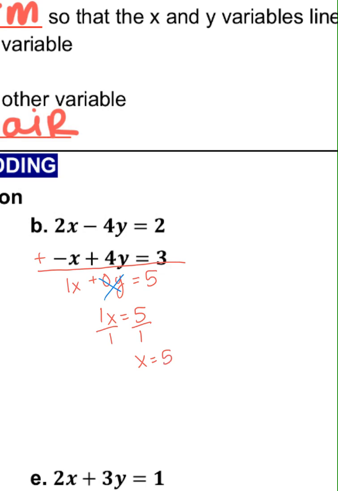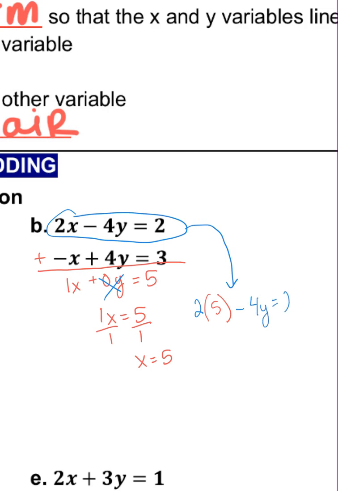All right. Now we get to pick our favorite equation that we want to choose. I just like to be consistent, so I'm just going to choose the first one still. So I'm going to rewrite this, and I'm going to use substitution. So instead of x, I'm going to write what x equals, which in this case is 5. And then I'm going to keep everything else the same. Minus 4y equals 2. And now I'm just going to use order of operations and inverse operations to find y.